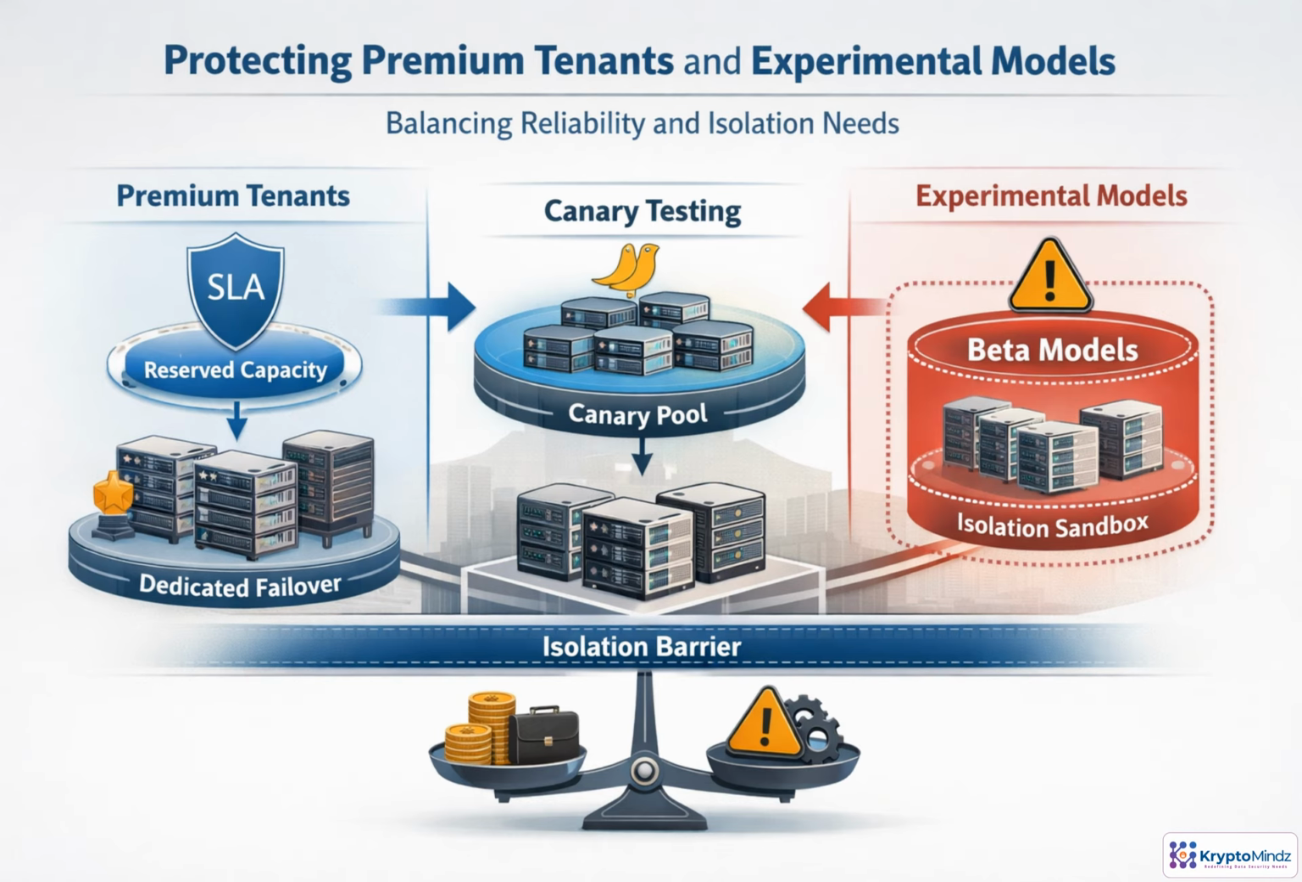Premium tenants and experimental models both need isolation, but for different reasons. Premium traffic needs protection. Reserved capacity, tighter SLOs, and dedicated failover reduce the chance that a high-value customer is affected by shared contention. Experimental traffic needs containment. New models should prove reliability in a sandbox before they touch stable production demand. Canary pools connect these worlds safely, allowing small, controlled exposure while preserving the main serving fleet. The practical rule is to allocate capacity according to business value, risk, and operational maturity.